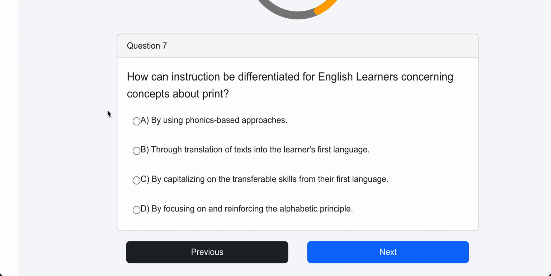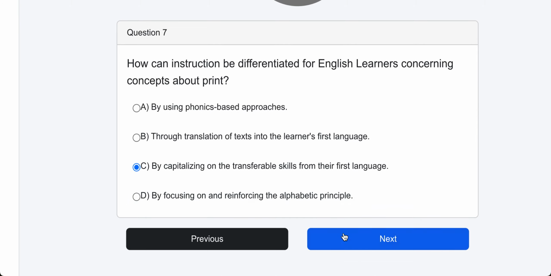So teaching should capitalize on transferable print concepts from the English language learners' first language to English. So that's how we can help guide our English language learners to understand our concepts about print in English. We're going to go ahead and select answer option C right there.